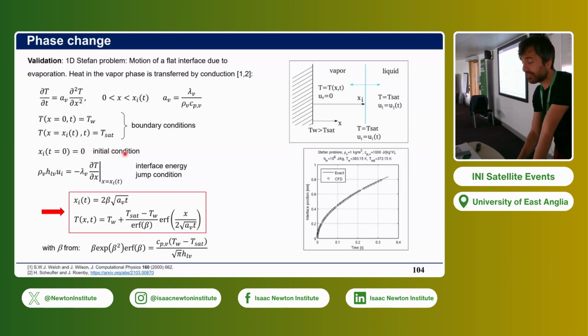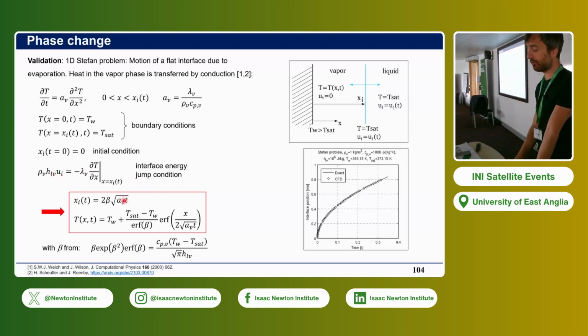And you have an extra condition to drive the motion of the boundary that comes from the energy jump condition at the interface. So this is telling you that the heat flux at the interface on the vapor side has to match the evaporation rate, essentially. UI is the velocity of the interface. So if you know the heat flux, you can calculate the velocity of the interface. The velocity of the interface gives you the motion of the interface.